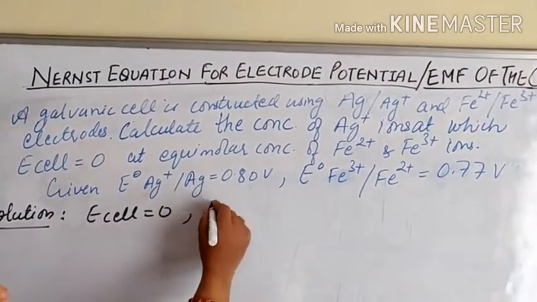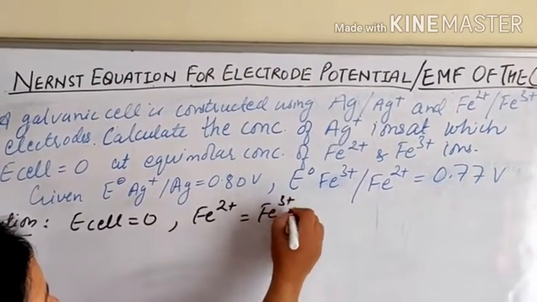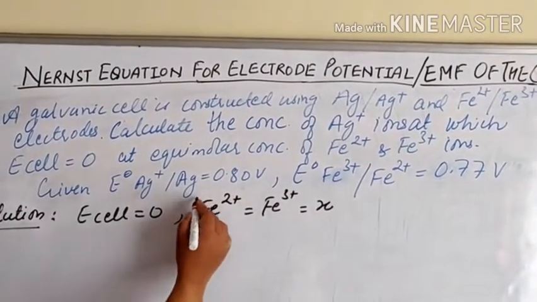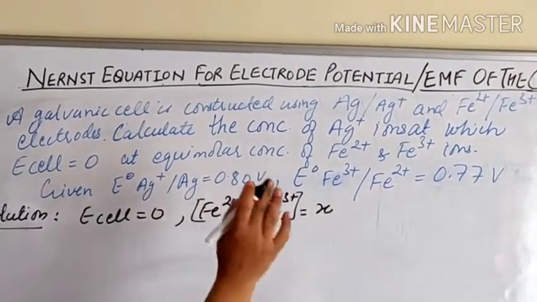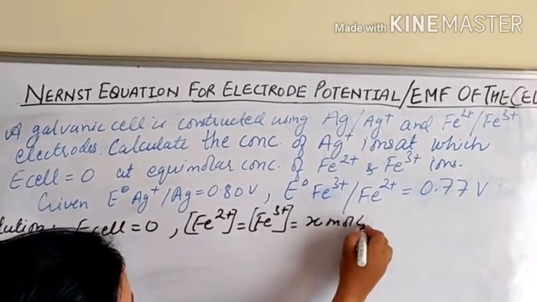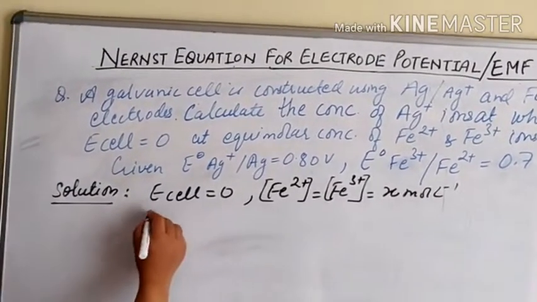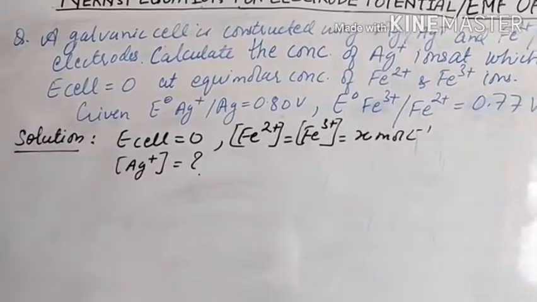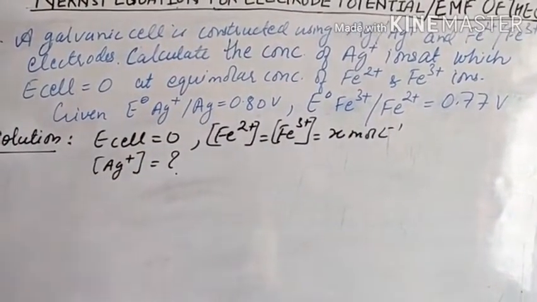So the concentration of Fe2+ is equal to Fe3+, which is equal to, let us say, x mole per liter. So the concentration of these two ions in the solution is equal. And we have to calculate the concentration of silver ion, that is Ag+ ion. E naught for the silver and iron electrodes is given in the question.